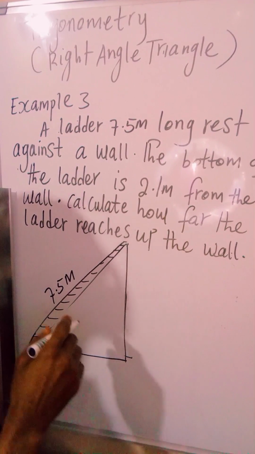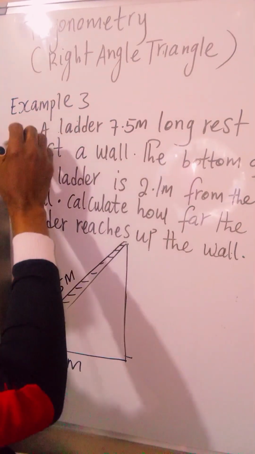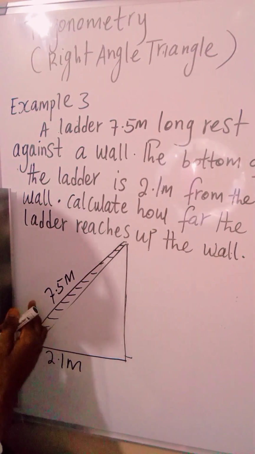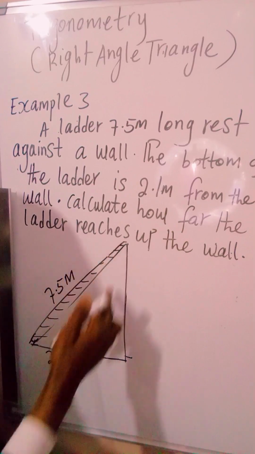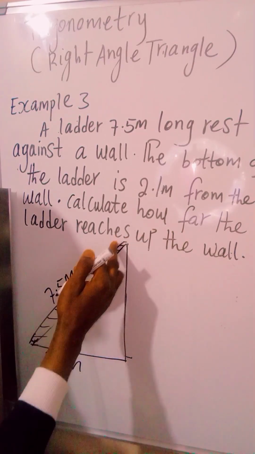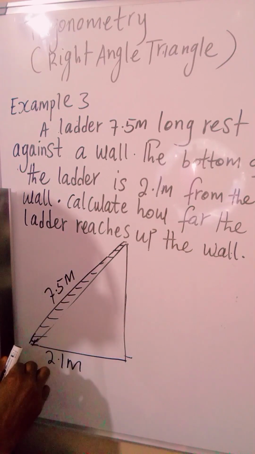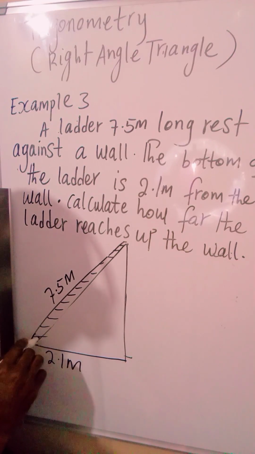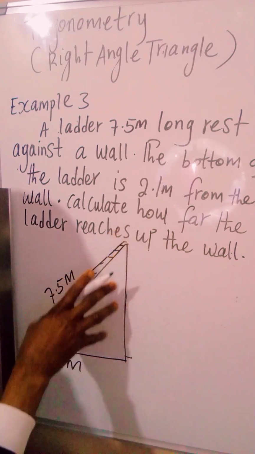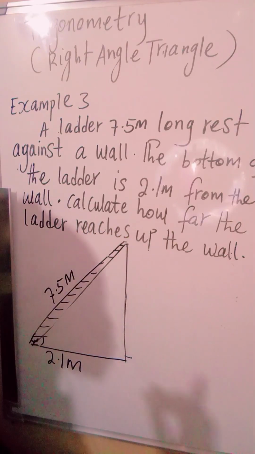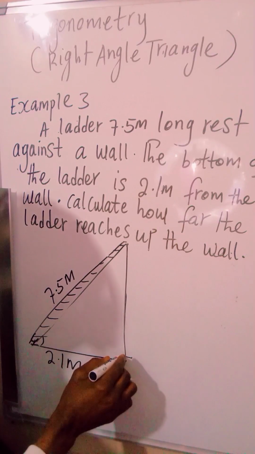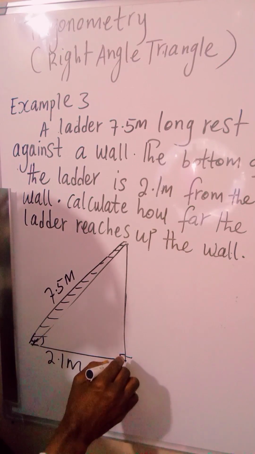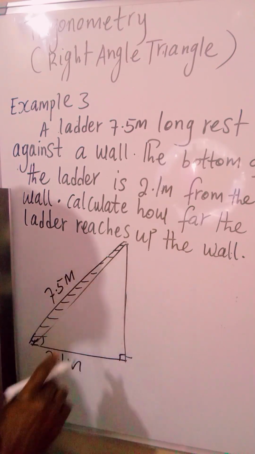So, having translated this expression into a diagrammatical form, this is what we finally had. A ladder resting against a vertical wall. We have the longest side being 7.5 meter, and we have the base, or the adjacent, to be 2.1 meter. Let's assume that this is the angle. Taking a close look at this triangle you have just drawn, you will discover that this is a right angle triangle because a horizontal line is actually meeting with a vertical line. So this is a right angle triangle.